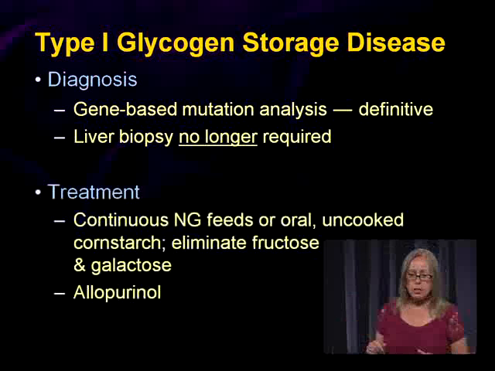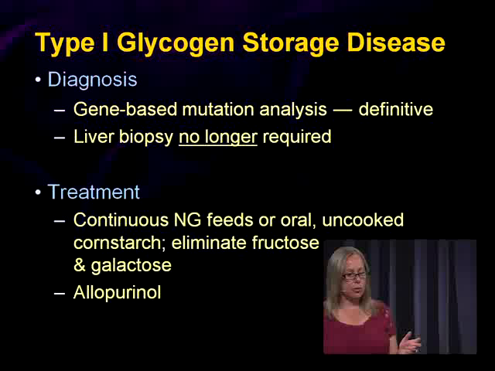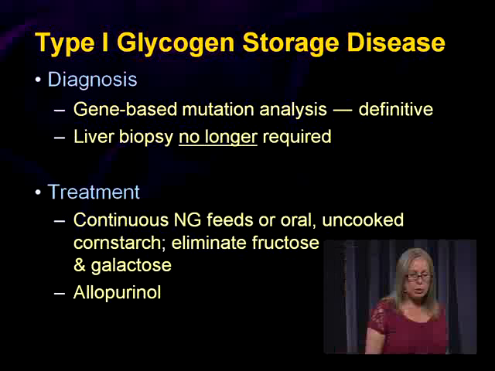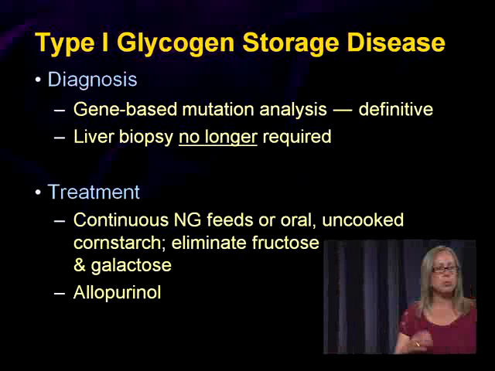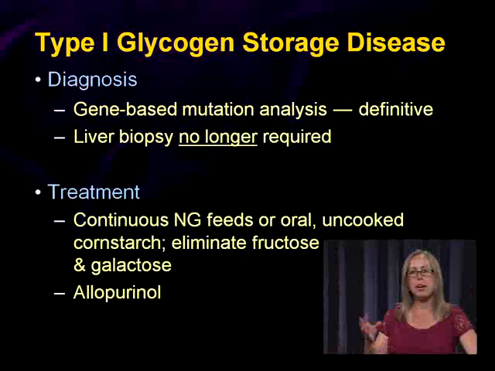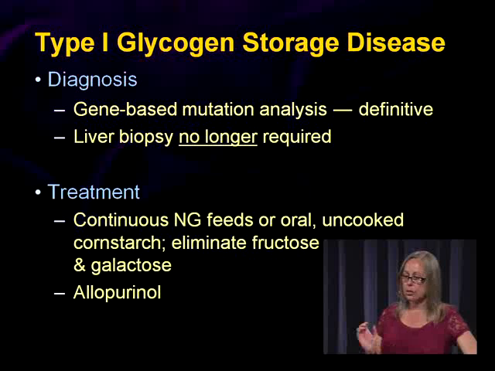And so you can either do continuous NG feeds. When the kids get a little bit older, then you can do uncooked cornstarch, and your gut mucosa will begin to break down the starch and have a slow release of glucose over time. Eliminate fructose and galactose from the diet, and then you can also give allopurinol for the elevated uric acid.